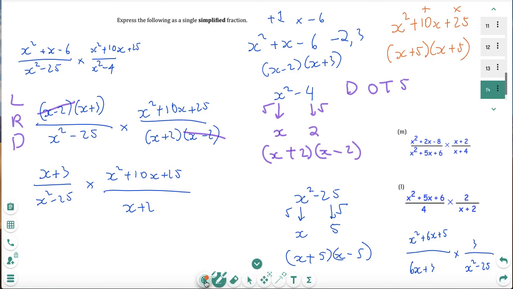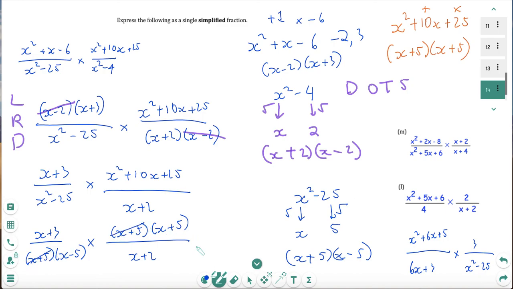So let's write down what we have. x plus 3 stays on top. x squared minus 25 is going to be x plus 5, x minus 5. This was x plus 5, x plus 5 from up here, over x plus 2. Ooh, they both have x plus 5.